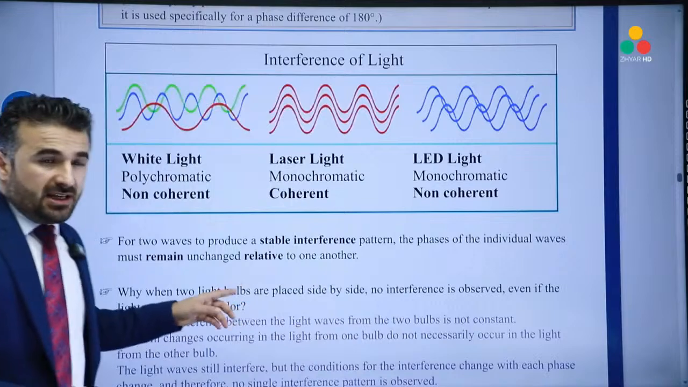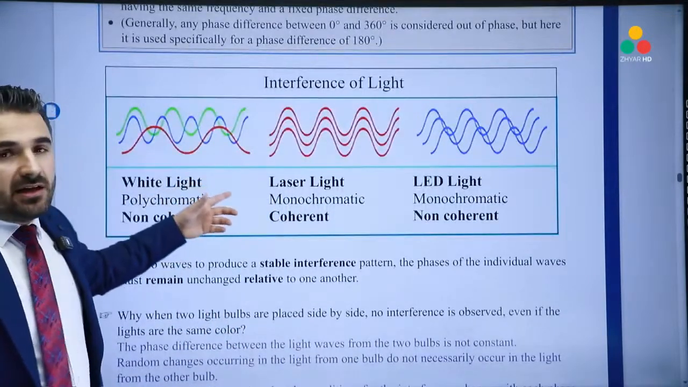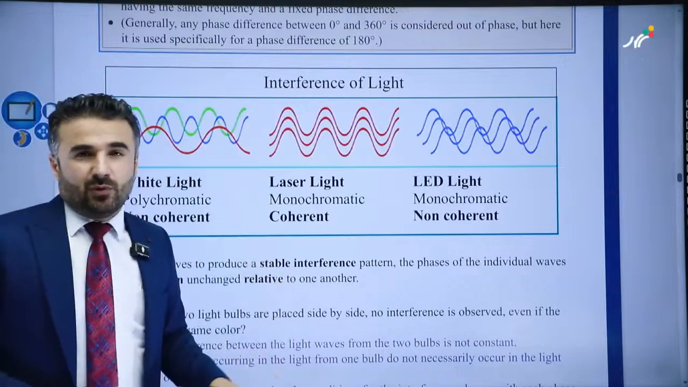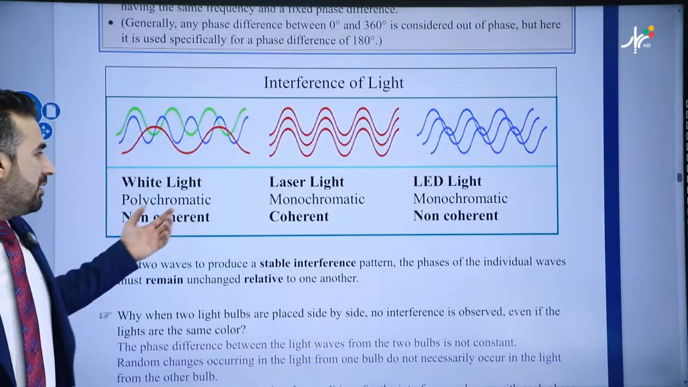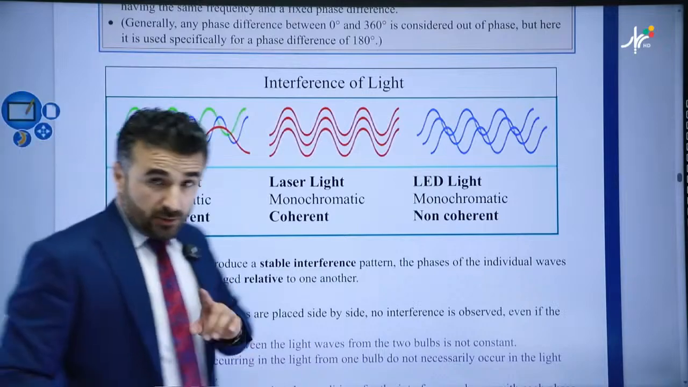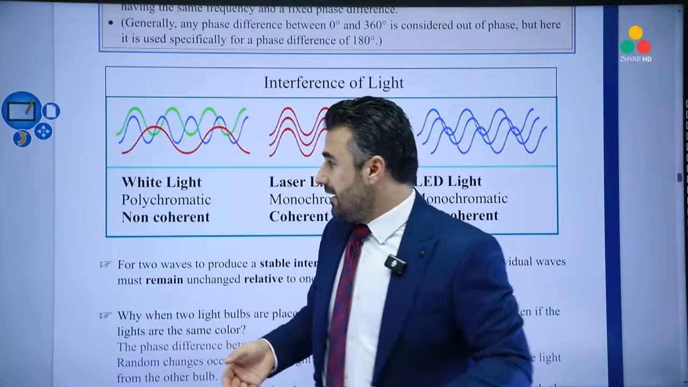But take a look, we have different lights. For example, white light, the light that we get from the sun or from a light bulb. Those lights are polychromatic, which means not monochromatic. Poly means there is a group of colors, basically.